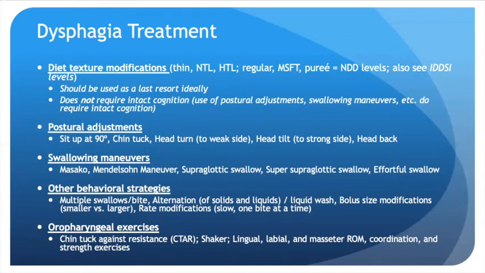So sitting up at approximately 90 degrees, a chin tuck, a head turn to the weak side, or a head tilt to the strong side, a head back. As we discussed, a variety of swallowing maneuvers, a Masako, in which you stick your tongue out and lightly hold the tongue between the teeth and then swallow. That pulls the posterior pharyngeal wall more anteriorly towards the base of tongue. Mendelsohn maneuver, where you swallow and hold the larynx up. A supraglottic swallow, a super-supraglottic swallow, effortful swallow, and other behavioral strategies.